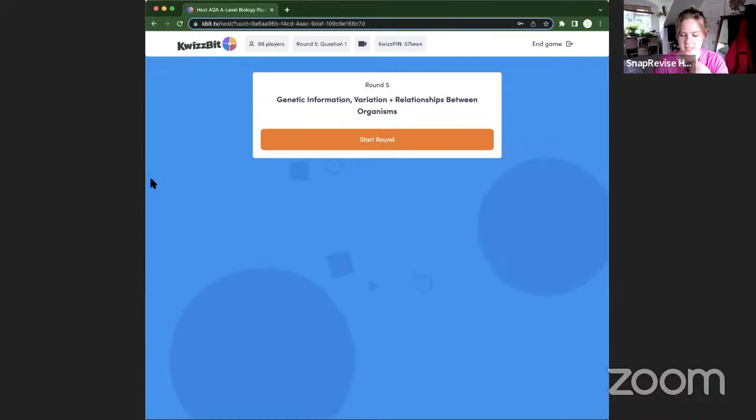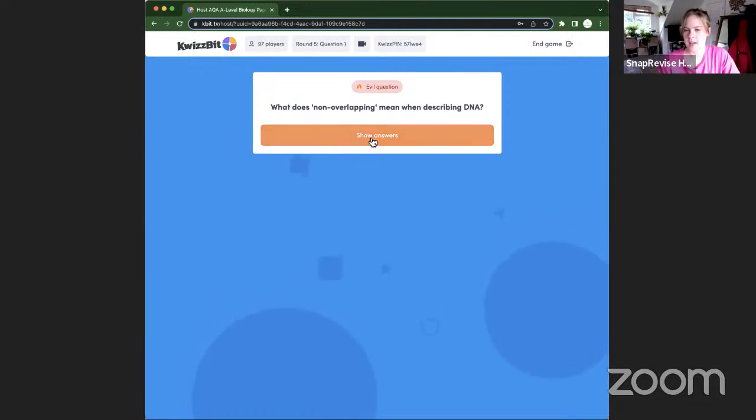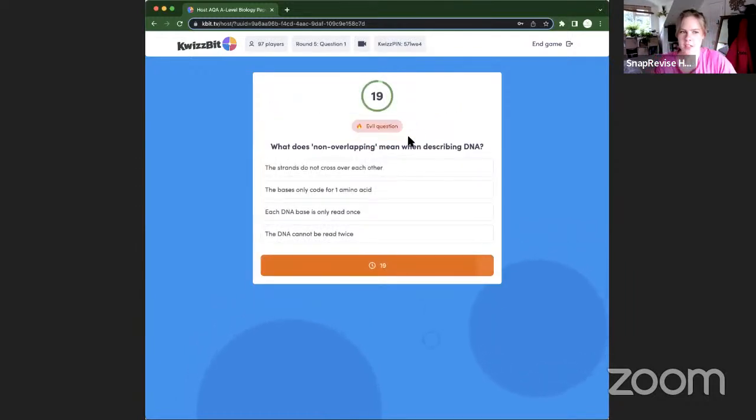Okay, this is the last biology round. So genetic information, variation, and relationships between organisms. So what does non-overlapping mean when we describe DNA?